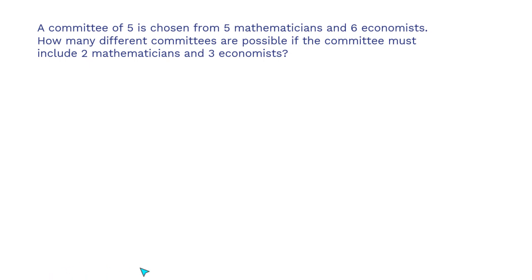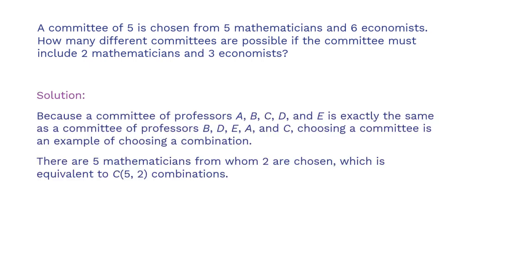Okay, so we have a committee of professors. Let's say we have 5 of them. We can call them A, B, C, D, E. And it doesn't matter if we put them as B, D, E, A, C. So choosing a committee is an example of a combination. We don't care if A is next to B or if B is next to D. It doesn't matter as long as we have 5. So there's 5 mathematicians from whom we need to choose 2, right? Because it says that we need 2 mathematicians, and we have 5 of them.